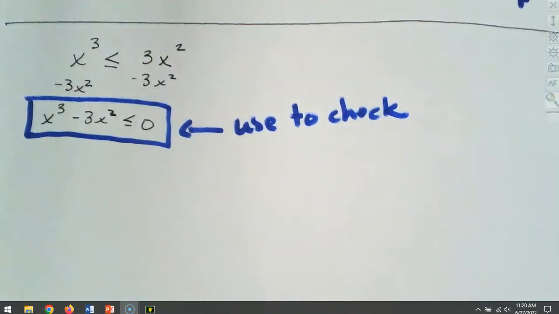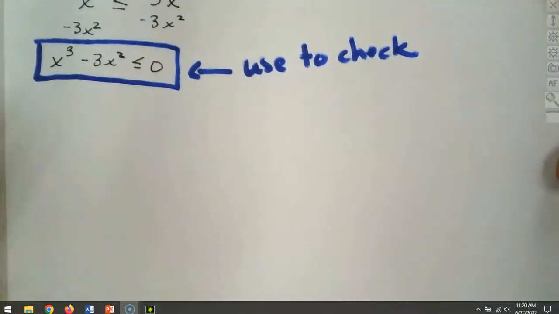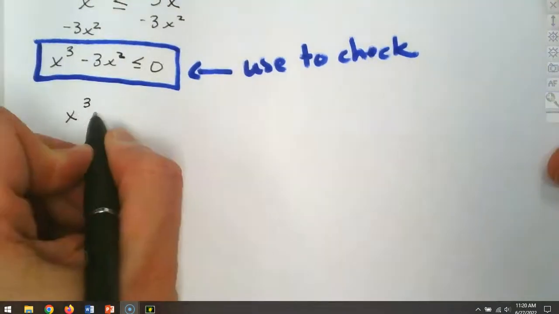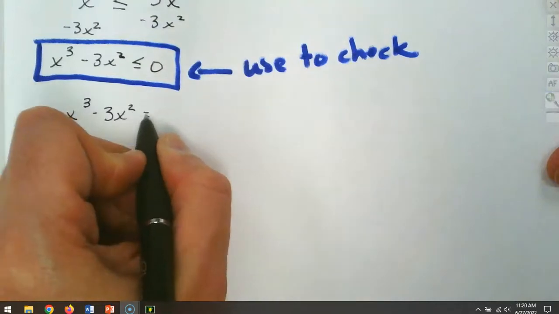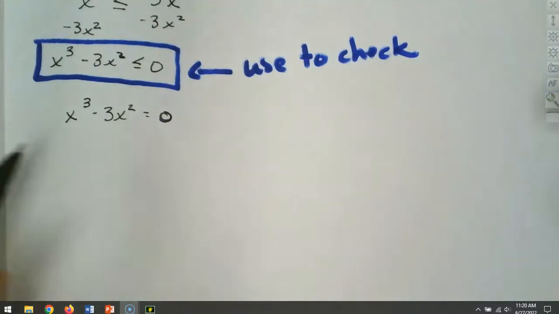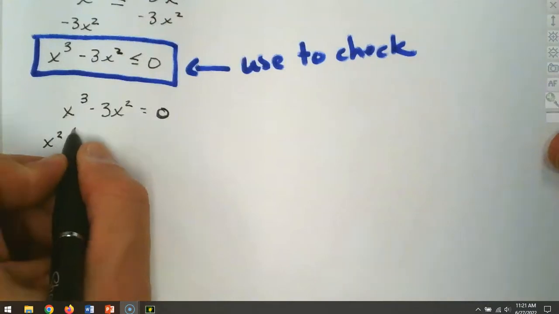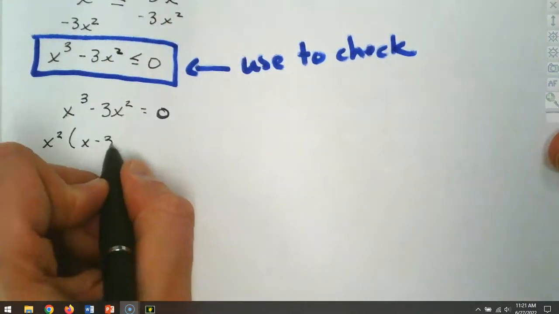Now what we have to do is factor this. We replace that inequality with an equality. And then we can factor this. Now this one should be very easy to factor. Well, looks like we've got an x cubed and we've got an x squared. So I'm going to factor out an x squared. And that's going to leave me with an x minus 3.